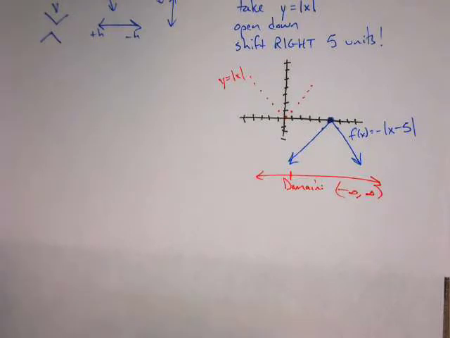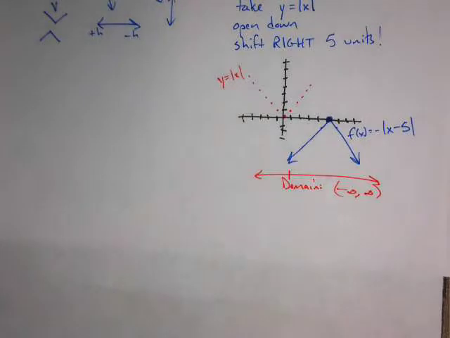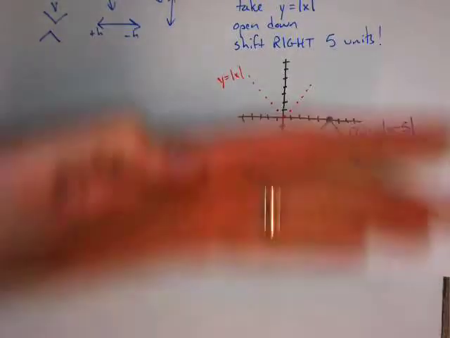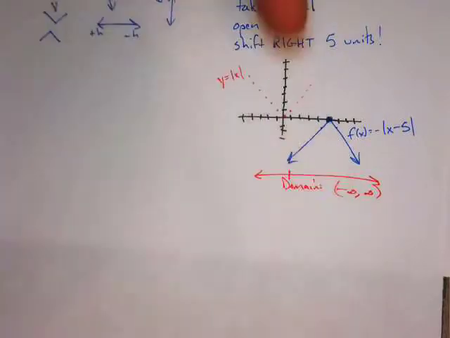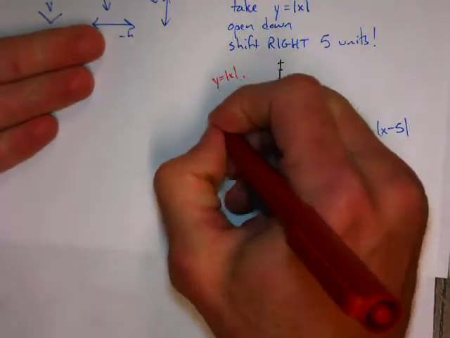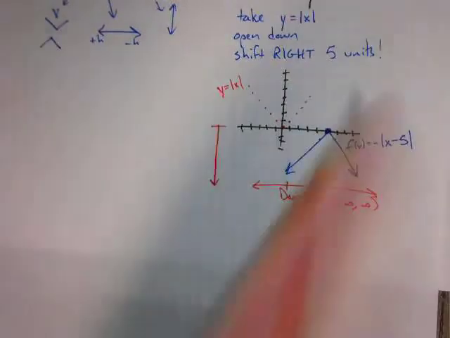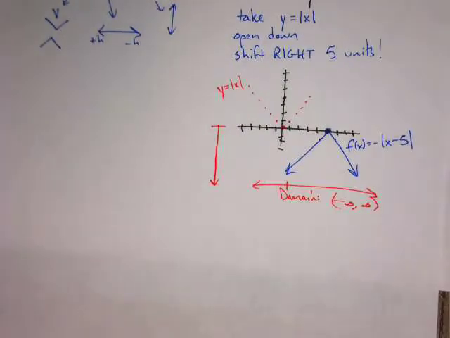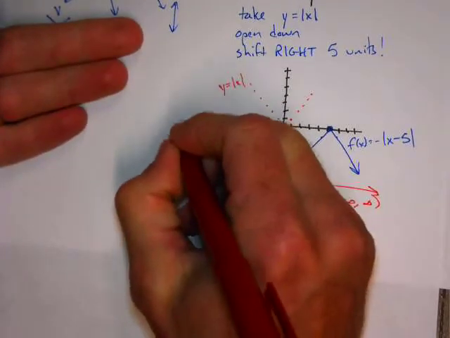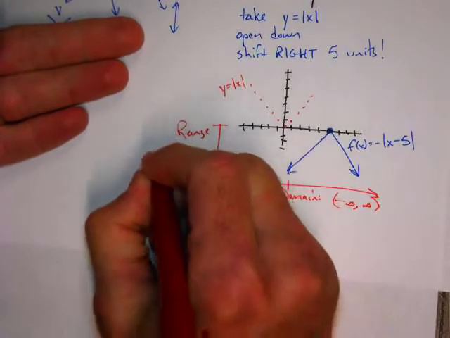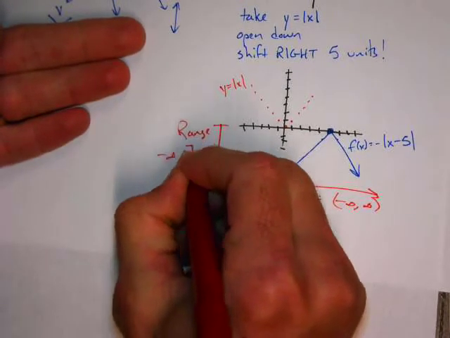It's going to keep on going forever to the left, forever to the right, from negative infinity to positive infinity. What about the range? How high, how low? It's going to go as low as possible. It's only going to go as high as 0. That's as high as that range is going to go. And so we know the range is going to go all the way from negative infinity up to 0.